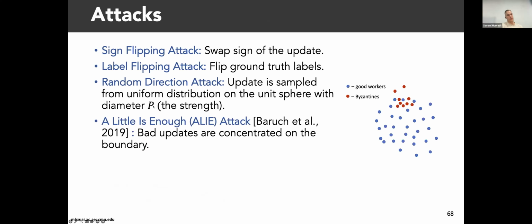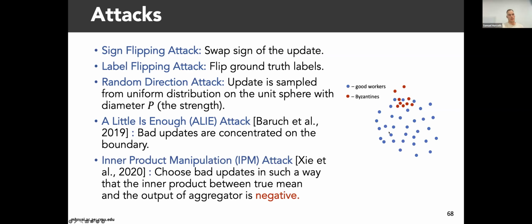Then there are more elaborate attacks. One of them is the "a little is enough" attack, proposed by Baruch in 2019. What you're trying to do is concentrate your updates on the boundary of the noise of the good updates, and that's where you try to steer convergence towards a worse quality solution. These are the ones that actually work best in practice. A similar one is inner product manipulation, where you choose your bad updates in such a way that the inner product between the true mean and the actual output of your robust aggregator is negative.